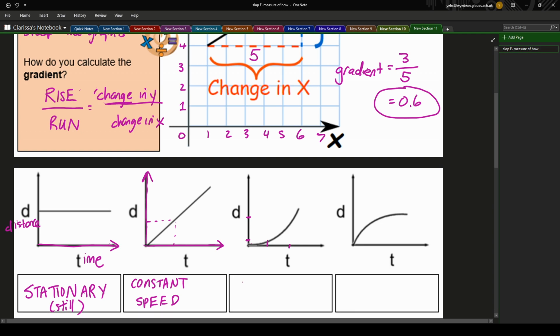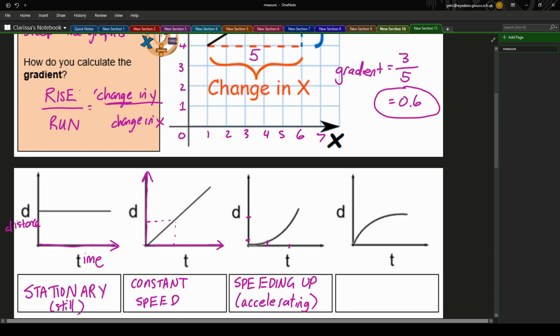So we can think of it as speeding up. So the object is speeding up in this case when it makes a graph that looks like this, a curved graph that looks like this. We call speeding up accelerating.